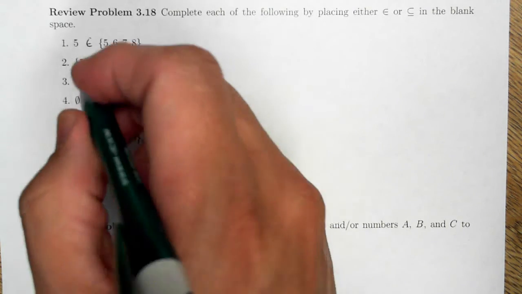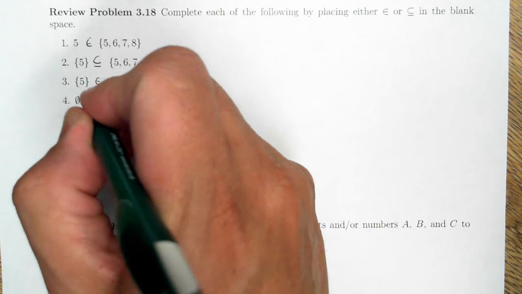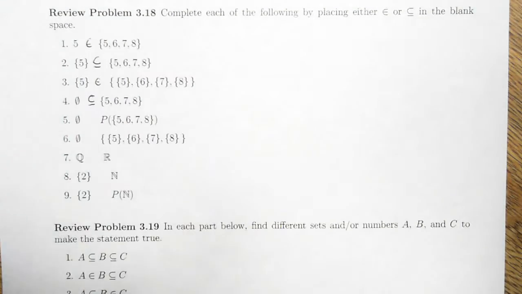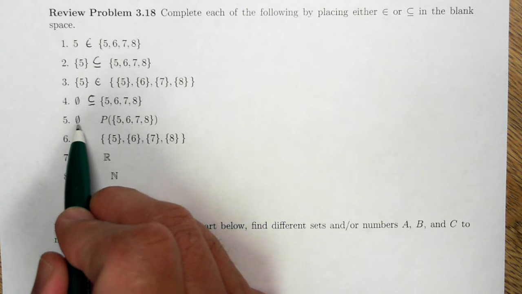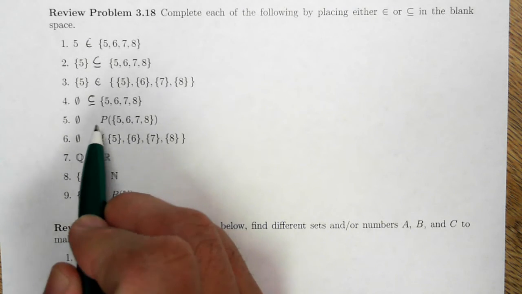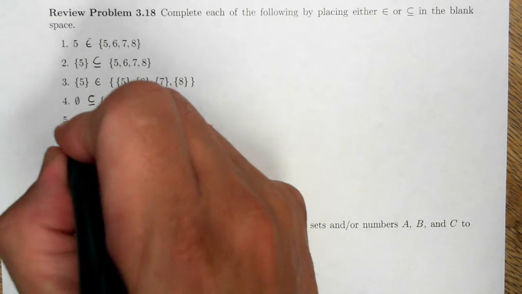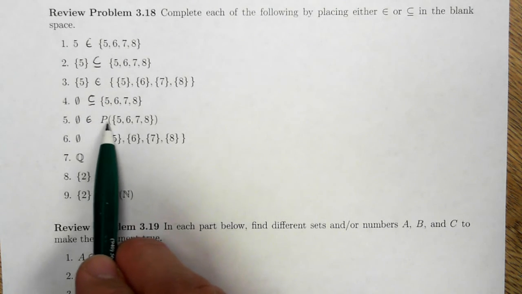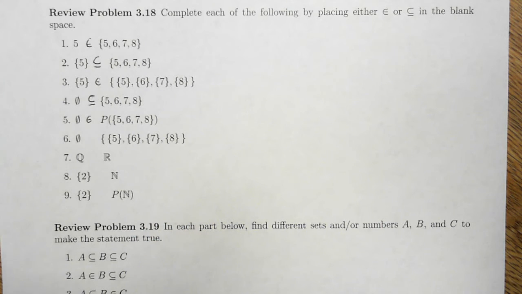Okay, next, the empty set is a subset of everything. And so I have the subset symbol there. Next, the empty set, well, there's actually two ones here. You can say that the empty set is a subset of this set, or I can say the empty set is an element because the empty set is one of the things listed in the power set.